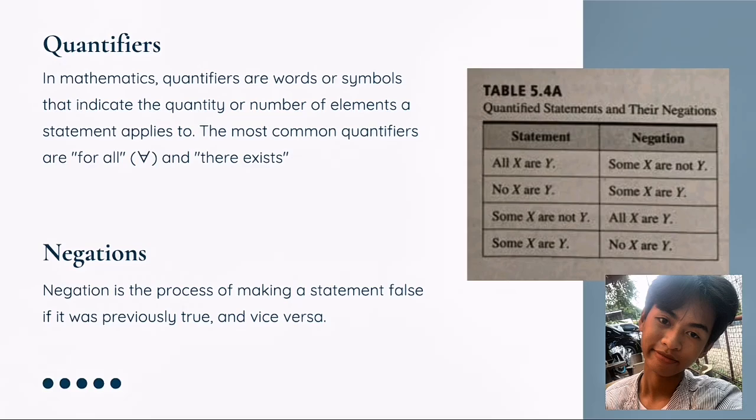"All x are y" turns into "some x are not y." "No x are y" turns into "some x are y." "Some x are not y" turns into "all x are y," and "some x are y" turns into "no x are y."